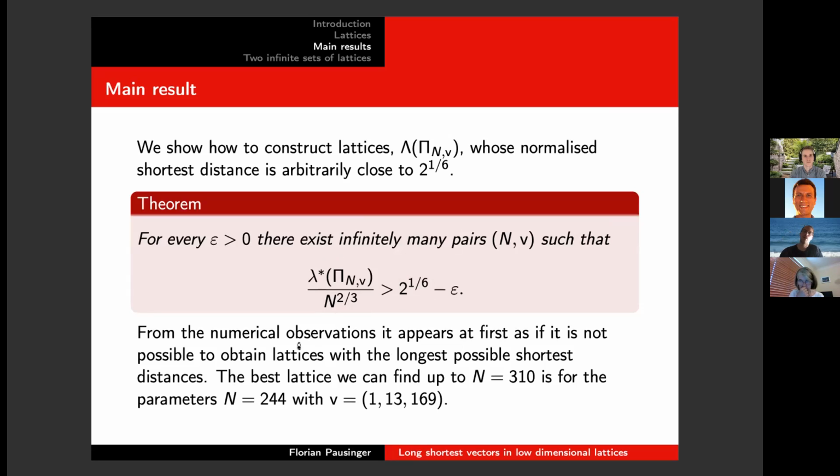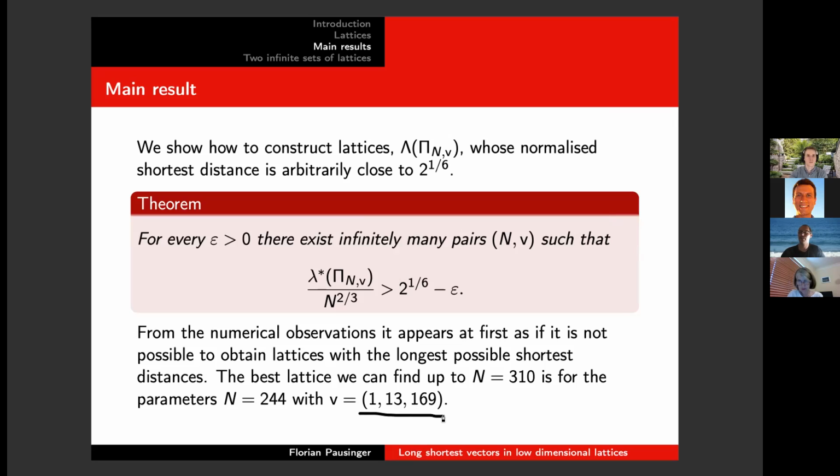And as I have already mentioned, in the beginning, from numerical observations, it seems that this is not possible. So up to n equals 310, the best lattice I found was for parameters n equals 244 with this generating vector 113 and 169.